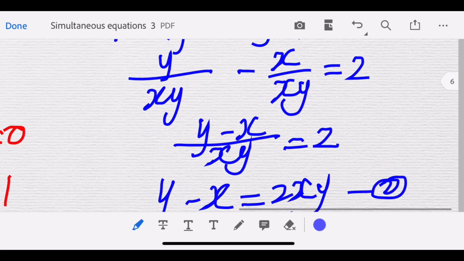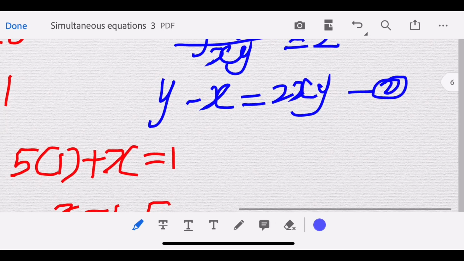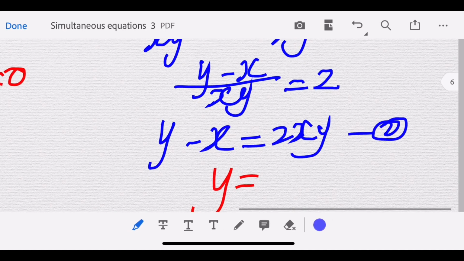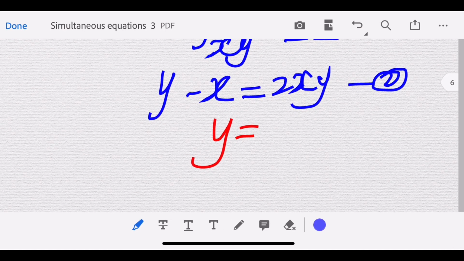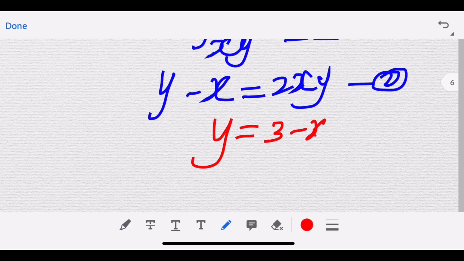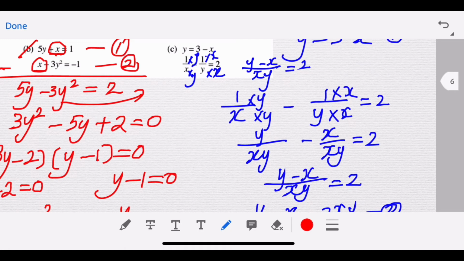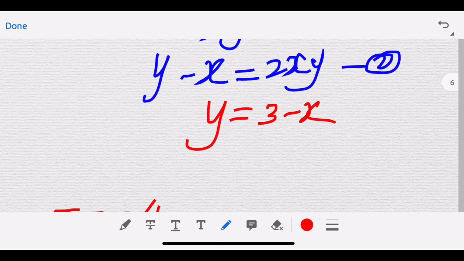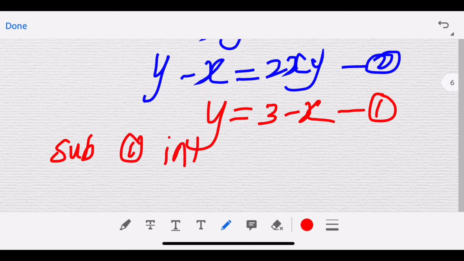So I will substitute y equals 3 minus x. I'm going to write it again: y equals 3 minus x, according to the question given. Okay, now we are going to solve this one. Let's substitute 1 into 2.